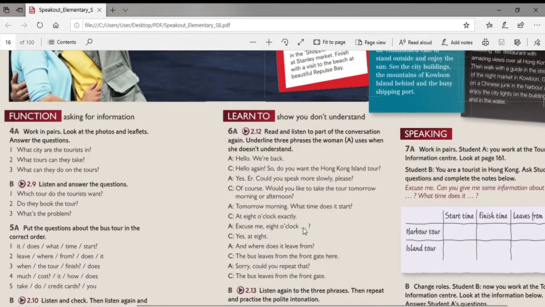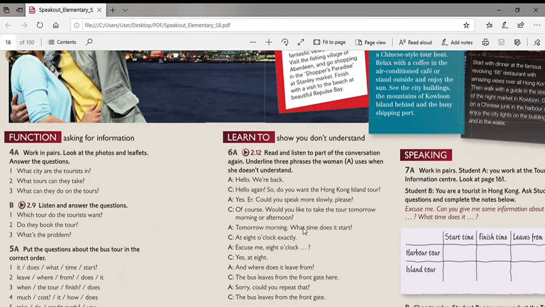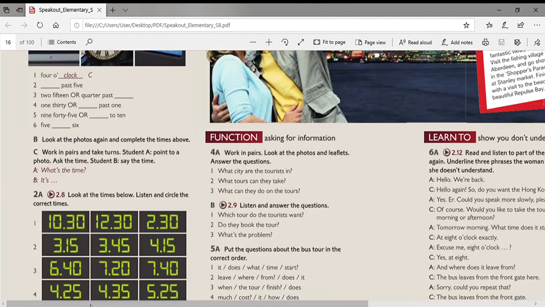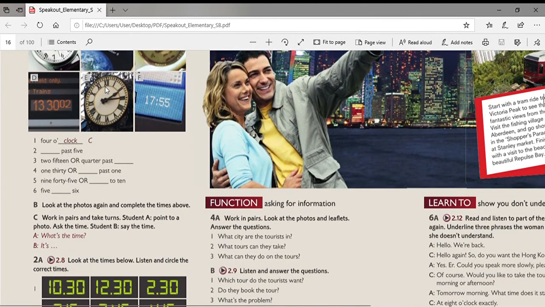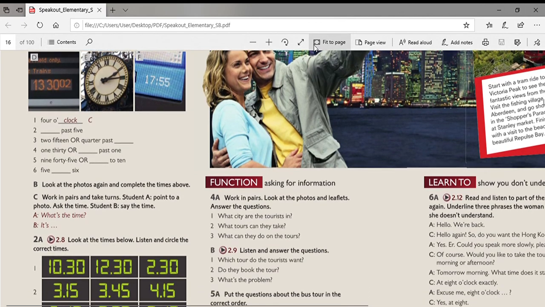It's the end of our lesson. I recommend you use the phrases in order to show that you don't understand something. Besides, I recommend you repeat the time, how to say the time words. Thanks for attention.